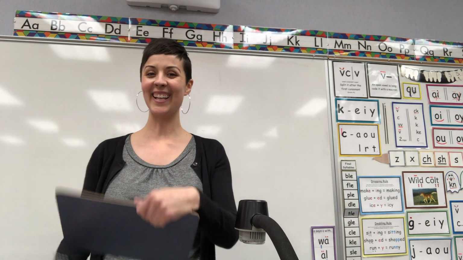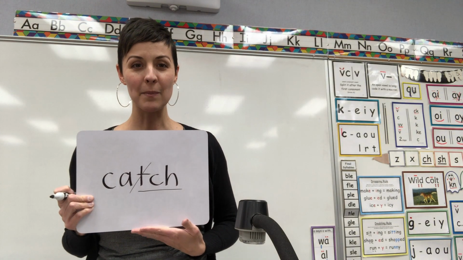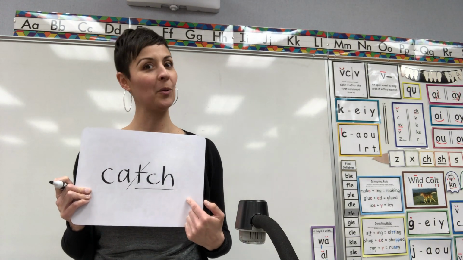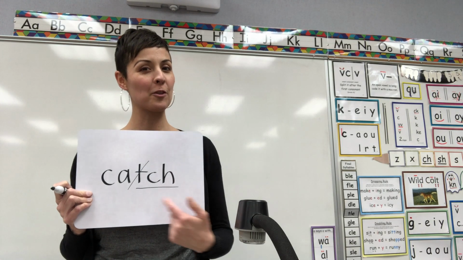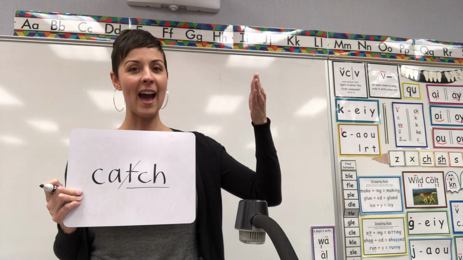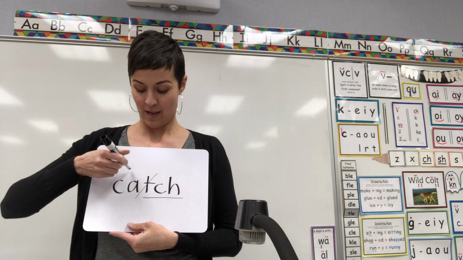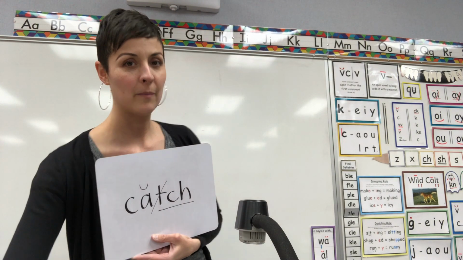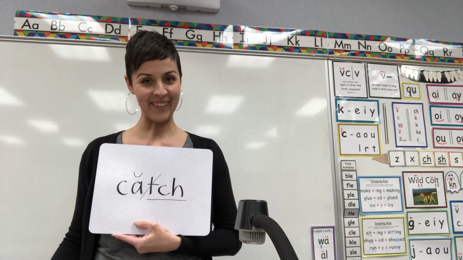How'd you do? Let's check it. Catch should be spelled C in front of A, T-C-H. Ooh, did you get T-C-H after short vowel A? Ca-a-a. If you did, then you know you got it right. If not, you can fix it. Erase, erase.